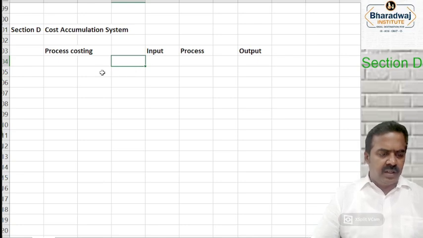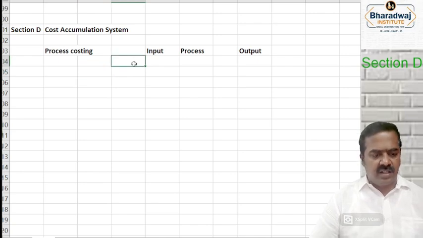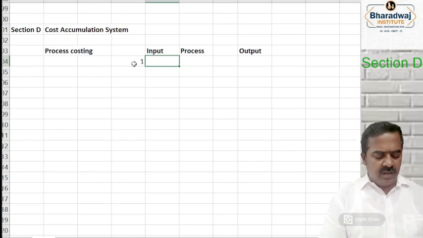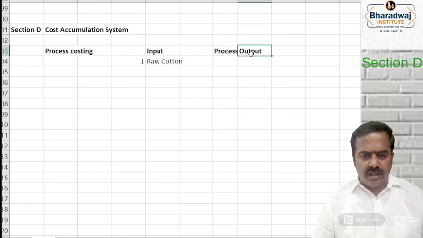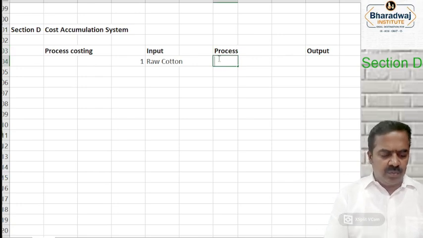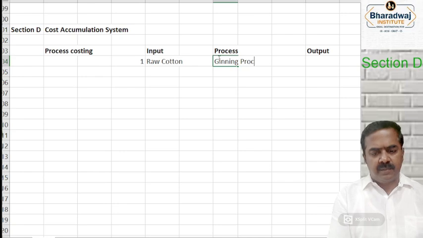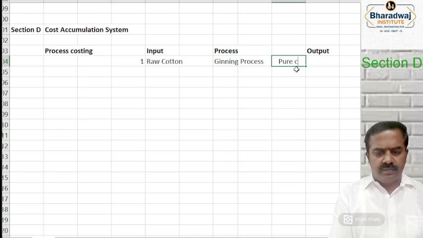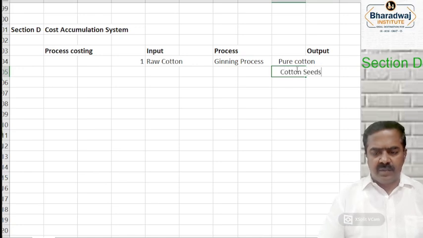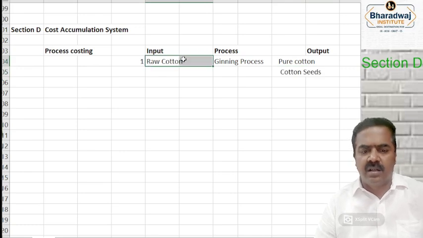For example, let us take the textile industry. In a textile industry, the first process is that we get raw cotton from the farmers. What do you mean by raw cotton from the farmers? The pure cotton taken from the agricultural field. They do the first process called the ginning process. The output will be pure cotton, and of course cotton seeds. So two products will be manufactured using a single raw material.